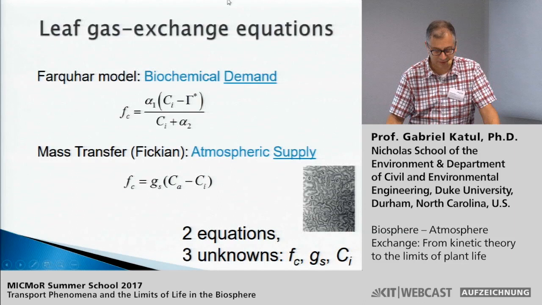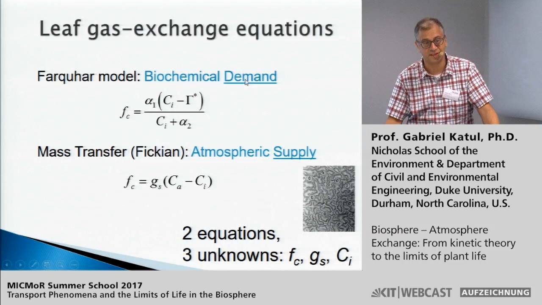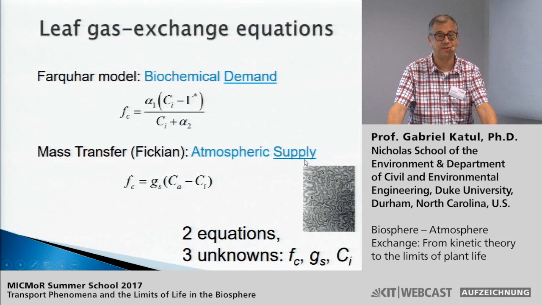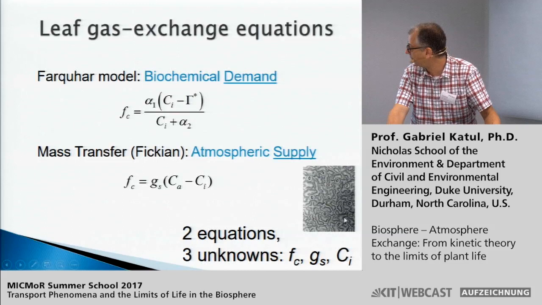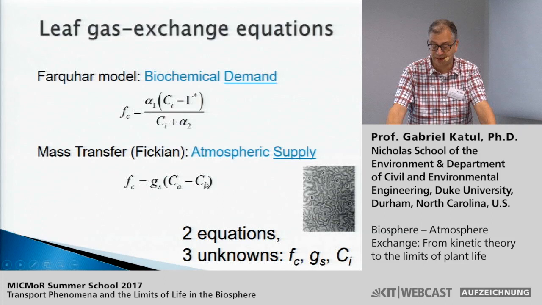So this is the demand by the plant. Where is the supply? The supply comes from the atmosphere. So you have CO2 molecules bombarding the leaf surface. If stomates open, some of them are going to enter the stomata. And how much will enter in terms of rate is going to be dictated by some information about the porosity of this medium multiplied by the difference in concentration between atmospheric CO2 and internal CO2 concentration.